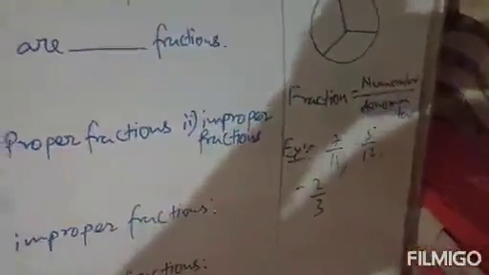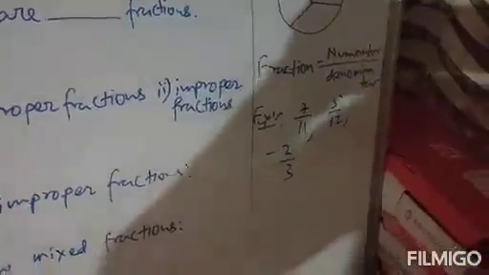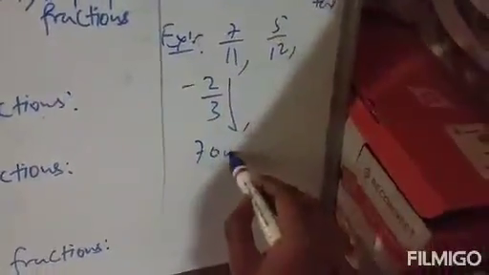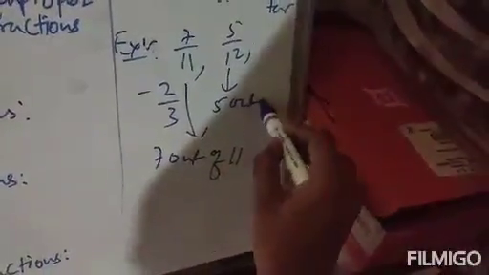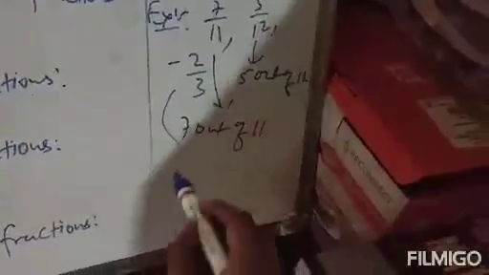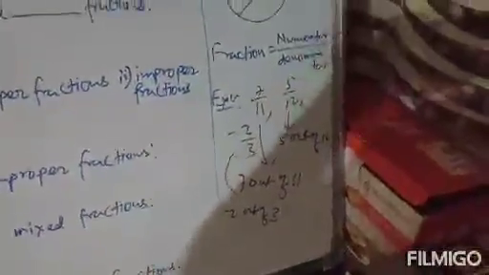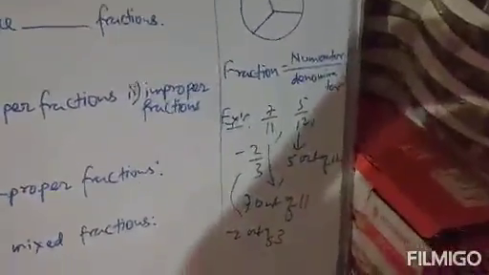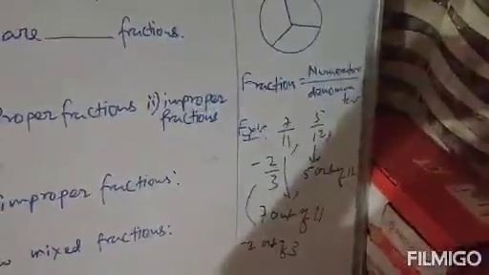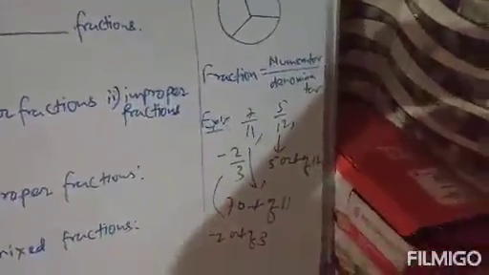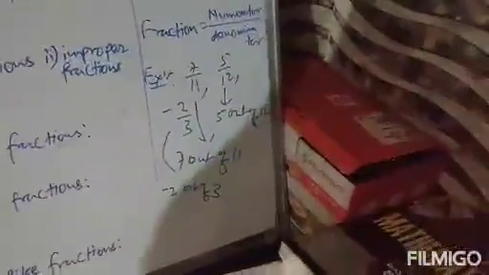A quantity having one numerator and denominator is a fraction, and 7 by 11 is read as 7 out of 11, 5 by 12 is read as 5 out of 12, and minus 2 by 3 is read as minus 2 out of 3. Because 11 is the total part or whole, the denominator will be 11, and you are taking 7 parts out of 11 parts, so the numerator will be 7. So the fraction will be 7 by 11, that means 7 out of 11. Clear? So this is what a fraction is.